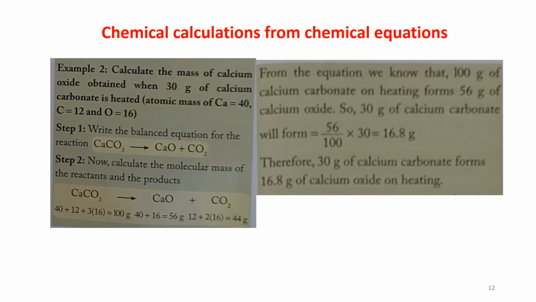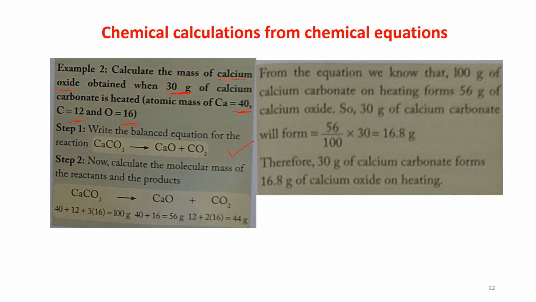Second example, calculate the mass of calcium oxide obtained when 30 gram of calcium carbonate is heated. Atomic mass of calcium is given 40, carbon is 12 and oxygen is 16. For this, you have to write first the chemical reaction for the heating of calcium carbonate. So this is the reaction. If you heat calcium carbonate, it is giving you CaO plus CO2.